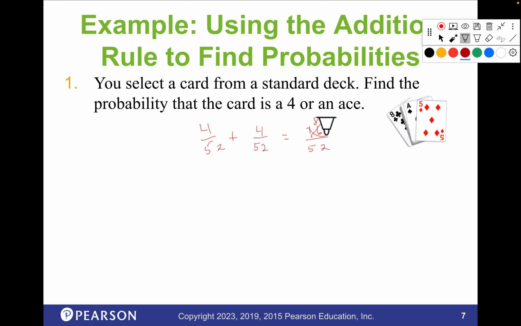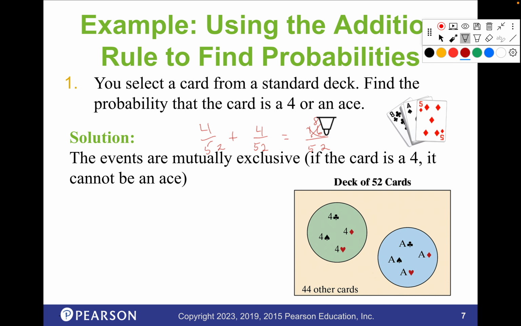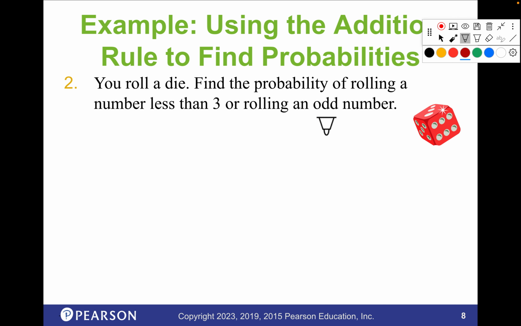Okay, which reduces, and we turn to percentage. But the process makes sense. We just add the two together. Okay, because they're mutually exclusive, that's all we have to do.